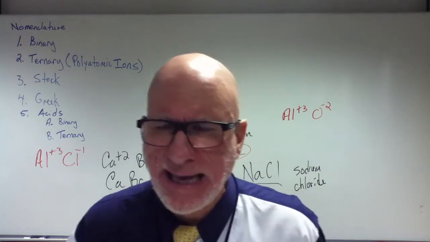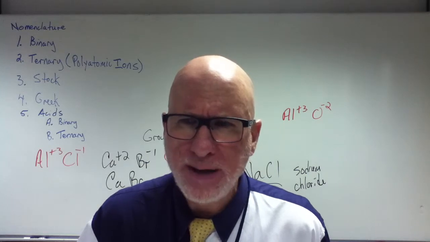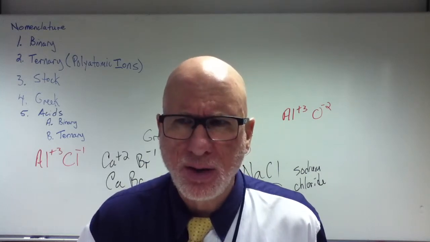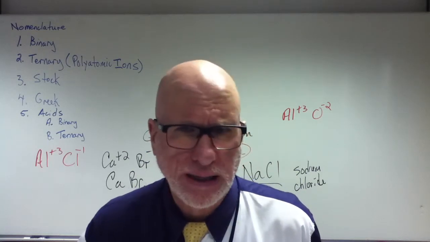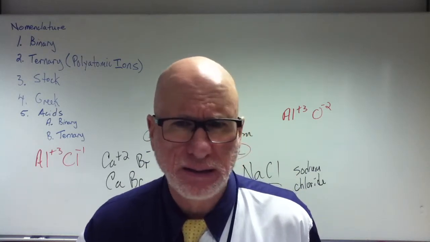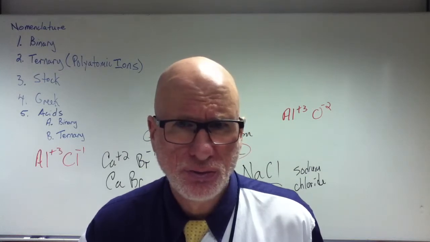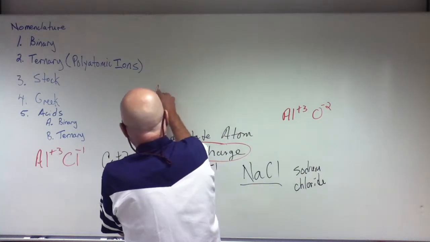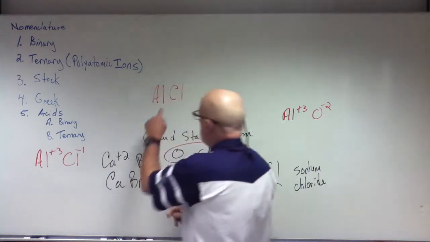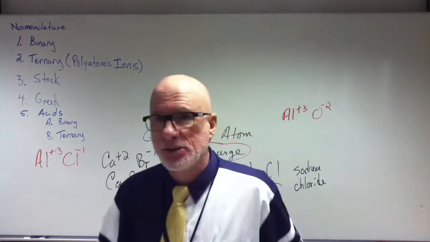If I wanted to indicate 3 negative 1s, what numerical representation would I use for a 3? Do you know how to write a 3 in English? Do you? Okay, good. So what shall I help you out? It's going to be Al, Cl, so I need 1 aluminum, that's understood, and I need 3 Cls, okay?